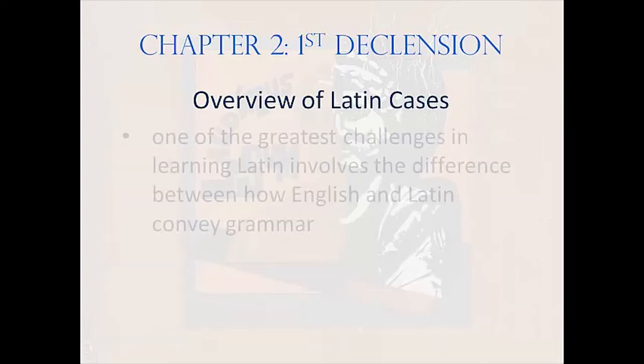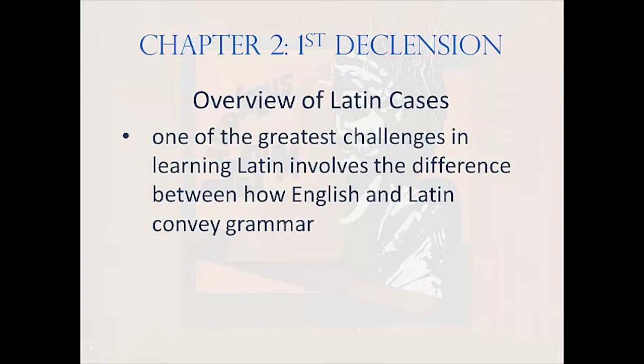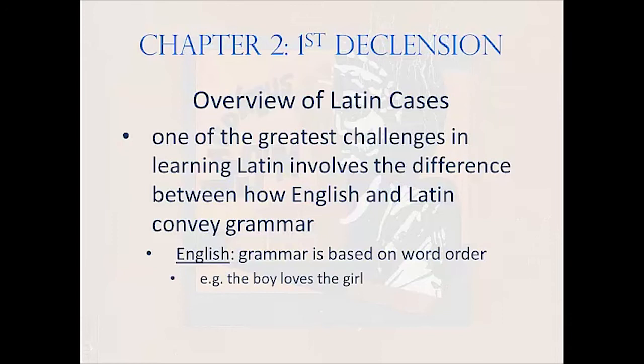One of the greatest challenges for English speakers in learning Latin is the difference between the way Latin represents grammar and the way English does. In English, to show that a word is functioning as the subject, for instance, we put it in a special place in the sentence. So, for example, we say, the boy loves the girl. We know that it is the boy loving the girl, not the girl loving the boy, because the boy precedes the verb, and the girl follows it.